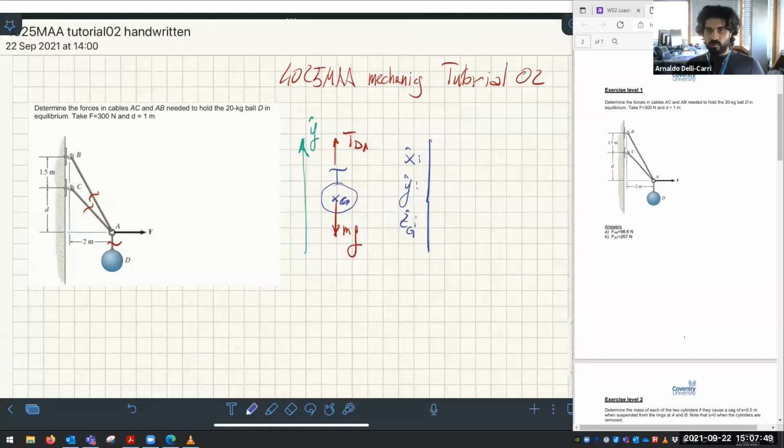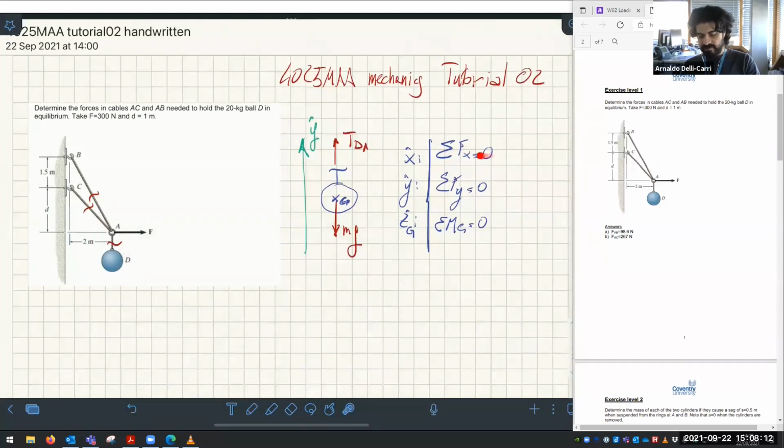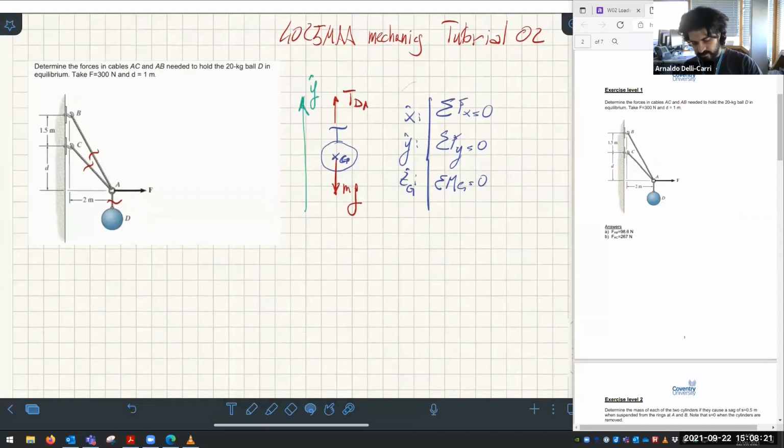What's the horizontal equilibrium? The equations of equilibrium are: sum of forces along x equals 0, sum of forces along y equals 0, and sum of moments around G equals 0. Of course, this first equation you should agree is 0 equals 0. So we don't have anything to show. It's a useless equation. It doesn't tell us anything.